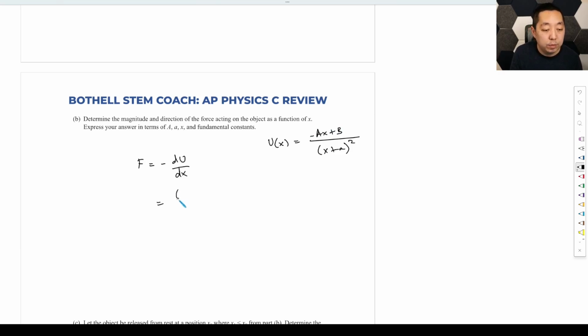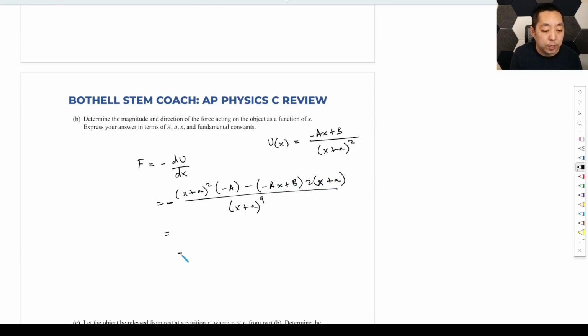So do bottom, so negative, and then we'll do bottom times the derivative of the top, which is going to be negative a, minus top times the derivative of the bottom, which is going to be 2x plus a, divided by bottom squared, which can be x plus a to the fourth. Honestly, you could just leave it like that. You could simplify if you want to do some of these things.